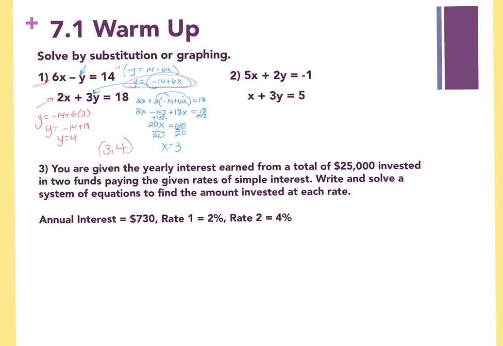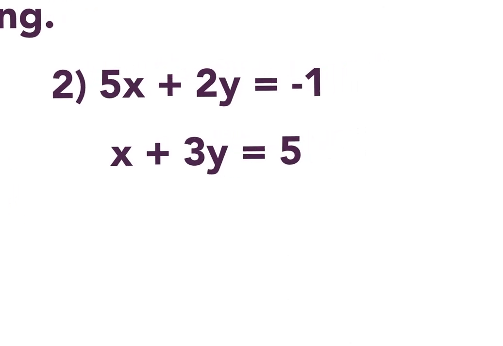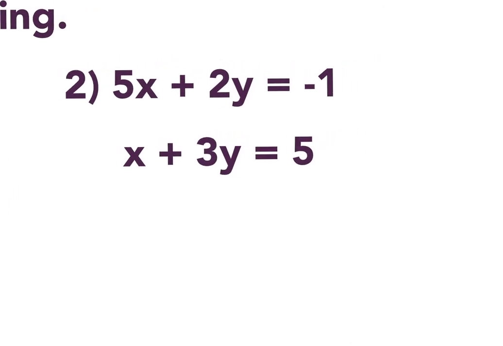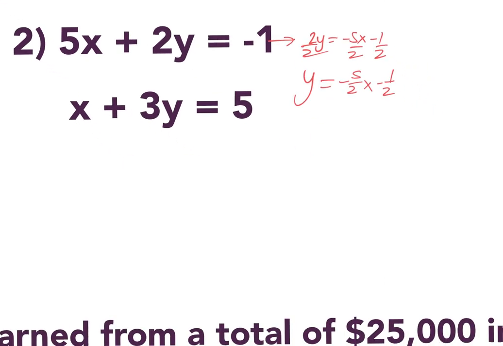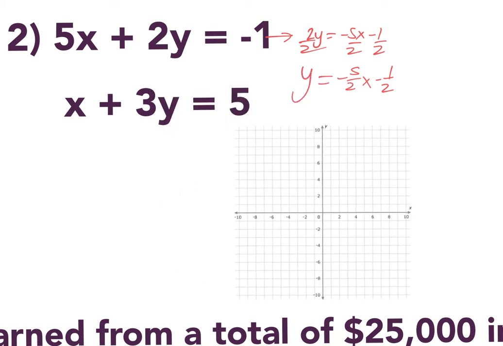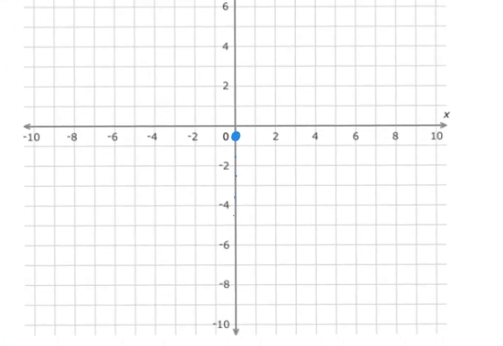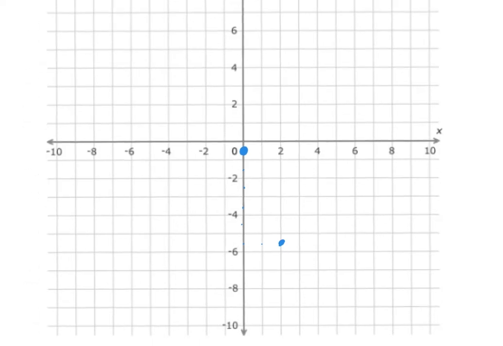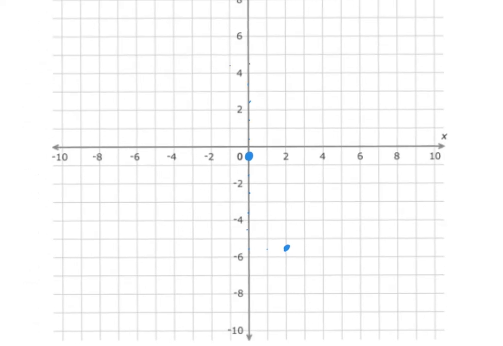So if I went to 2, I probably would have done substitution again, but let's just practice the graphing since we're on it. I would solve for y, so I'd get 2y equals negative 5x minus 1 divided by 2. Y would equal negative 5 halves x minus 1 half, and then I would bring in a coordinate grid. Negative 1 half, and down 5, 1, 2, 3, 4, 5 to the right 2. Or up 1, 2, 3, 4, 5, and left 2.